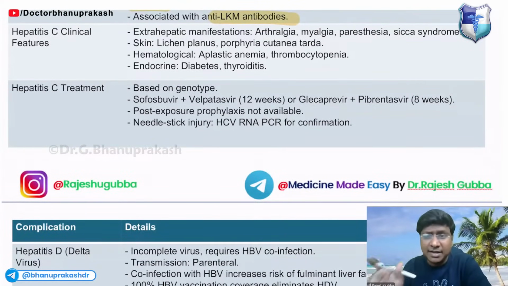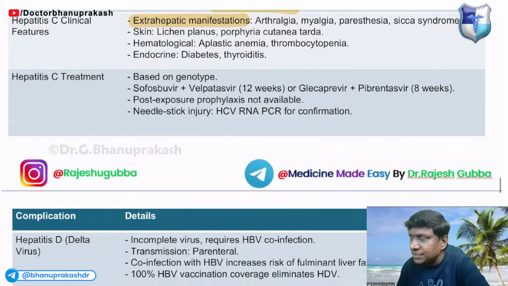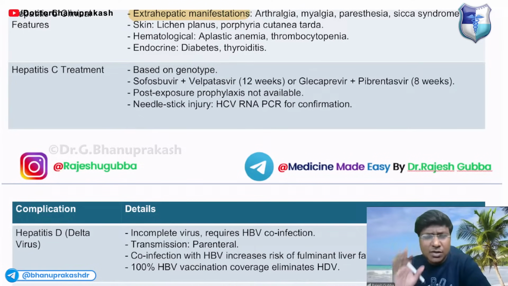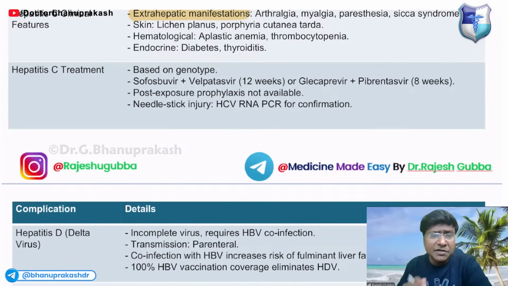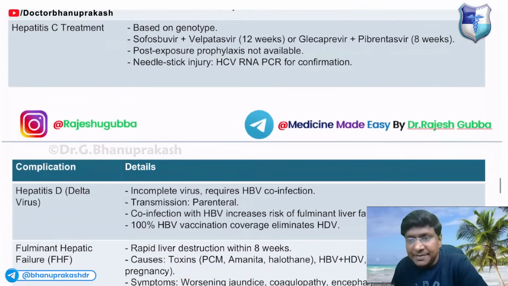Among all the viral hepatitis, please remember the viral hepatitis which is associated with extrahepatic manifestations will be your hepatitis C. What will be that extrahepatic manifestation? I have given you the list there, right? One thing please remember, they have given you 4 options of hepatitis A, B, C, D, but if some extrahepatic manifestations are there in the given clinical scenario, blindly close your eyes and mark hepatitis C, right? So what will be that extrahepatic manifestation? Arthralgia, myalgia, paresthesias, lichen planus, aplastic anemia, diabetes mellitus. So these are all the extrahepatic manifestations.